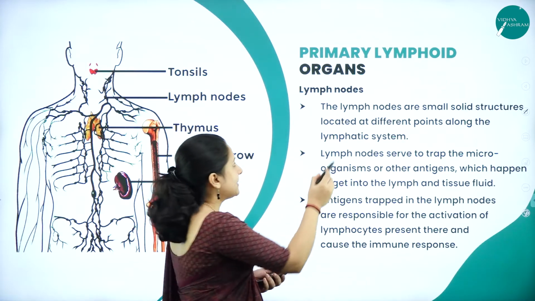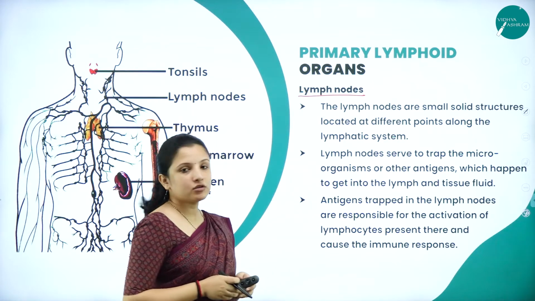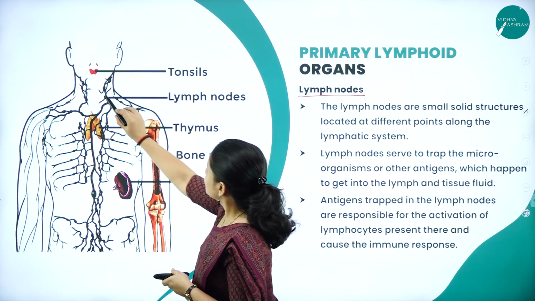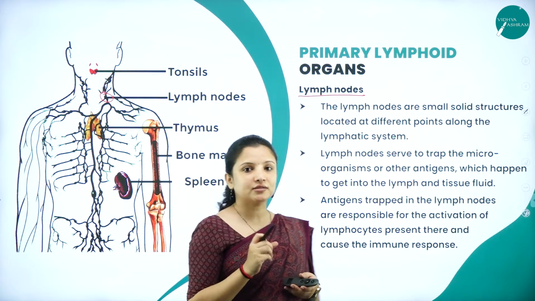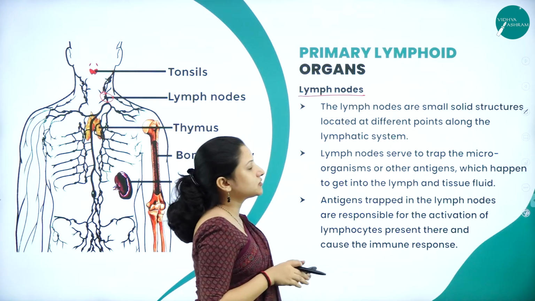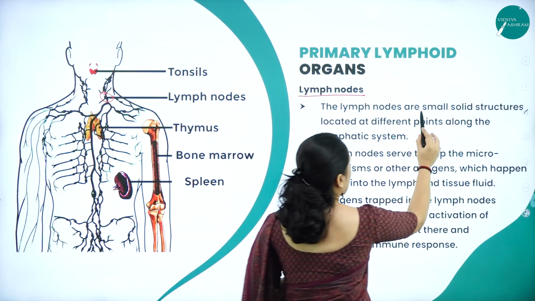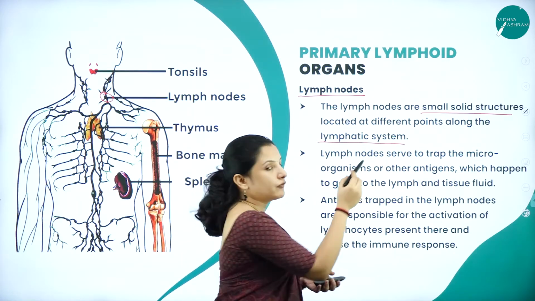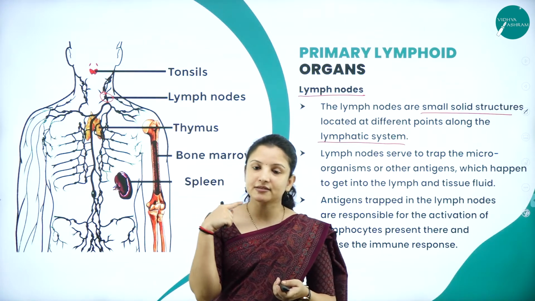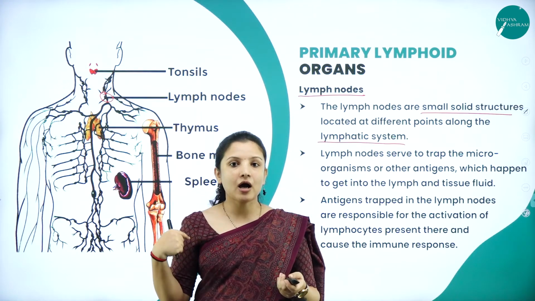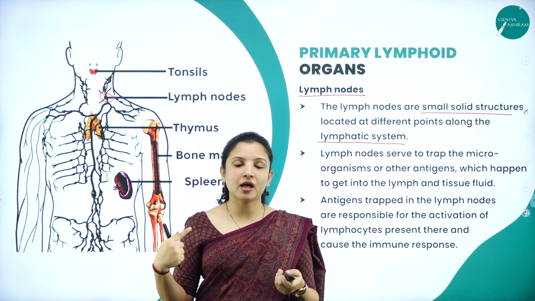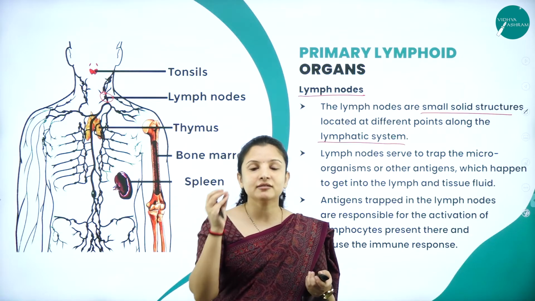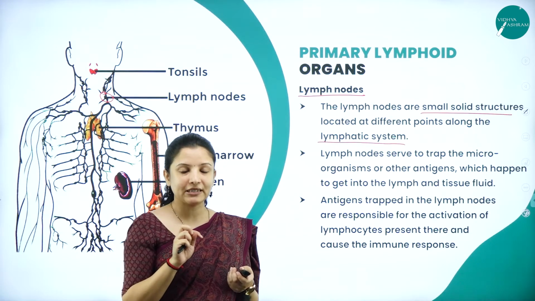Next, talking about the lymph nodes. The lymph nodes are small solid structures. If you look at the lymph nodes, you can see they are very small, round-shaped structures, just like a balloon. They are located at different points along the lymphatic system. So where is the lymphatic system? The lymphatic system is there in our neck, in our arm, especially under the armpit area, and in the groin area. Wherever the lymphatic system is there, such small solid structures are present, which are called the lymph nodes.